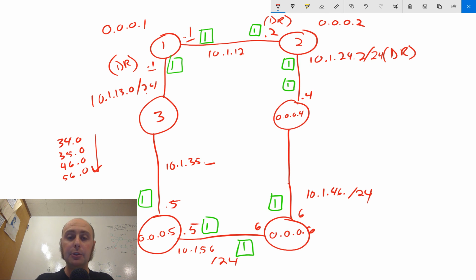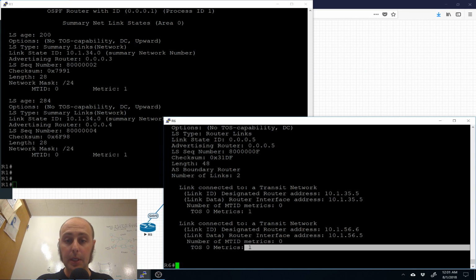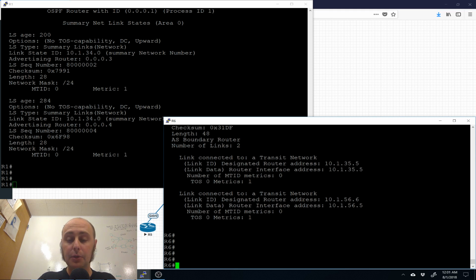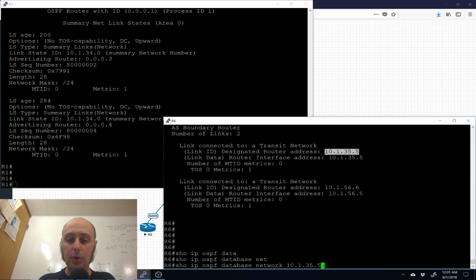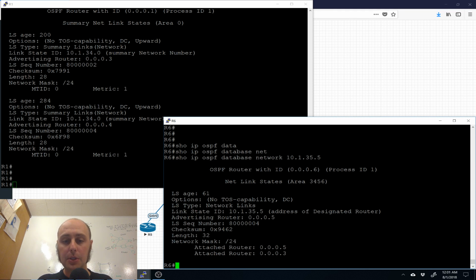All right, so last we have to do routers 3 and router 4. And again, we're doing this all from router 6's point of view right now. So we got to ask the DR, who is on this link, right? For between router 5 and router 3. Show IP OSPF database network. And that's going to show us that our mask is a 24-bit mask for that segment. And we have 2 routers in the link.